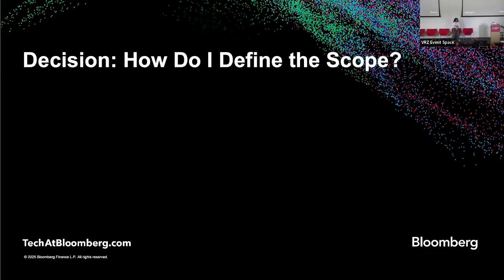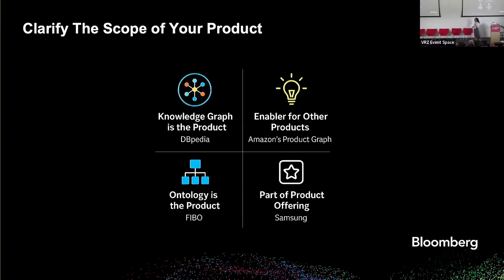How do you define the scope? Usually when you think about the scope, you're just thinking about the domain. I'm not talking about the domain. I'm talking about the scope of your product. What is your product, right? It's very important to define what the product actually is. Is the knowledge graph itself the product? If you think about DBpedia, if it was a commercial thing, it would be a product that would be sold, right? Is it actually an enabler for other products?